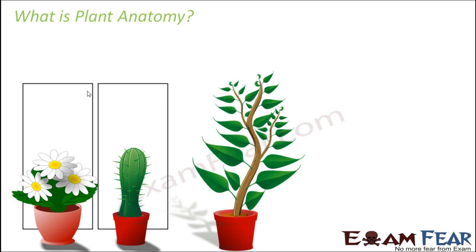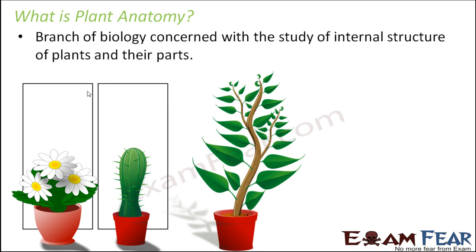Now in order to know about the internal structure, we need to know the composition of each and every part of the plant. Suppose I want to know the internal structure of a leaf, we need to know what the leaf is made up of inside, right? Basically, it is the branch of biology concerned with the study of internal structure of plants and their parts. Parts of the plant means leaf, stem, root, so we'll talk about their internal structure. As I said, in order to study their internal structure, we should know their composition.